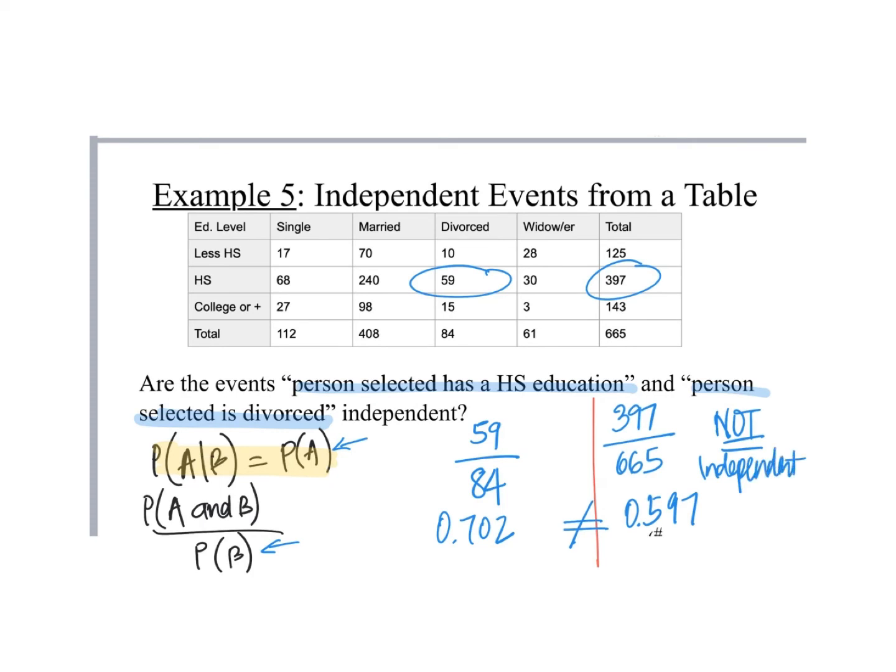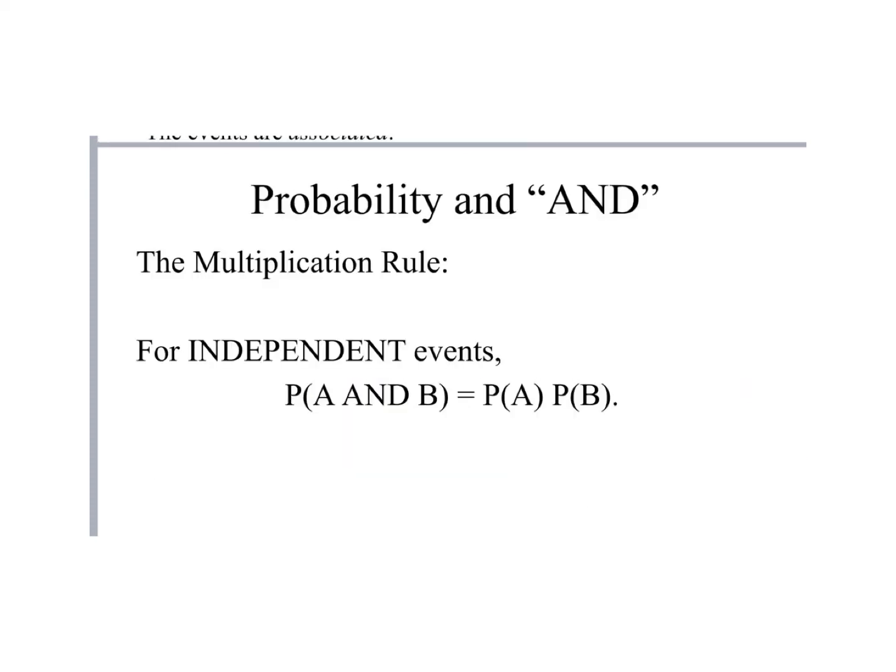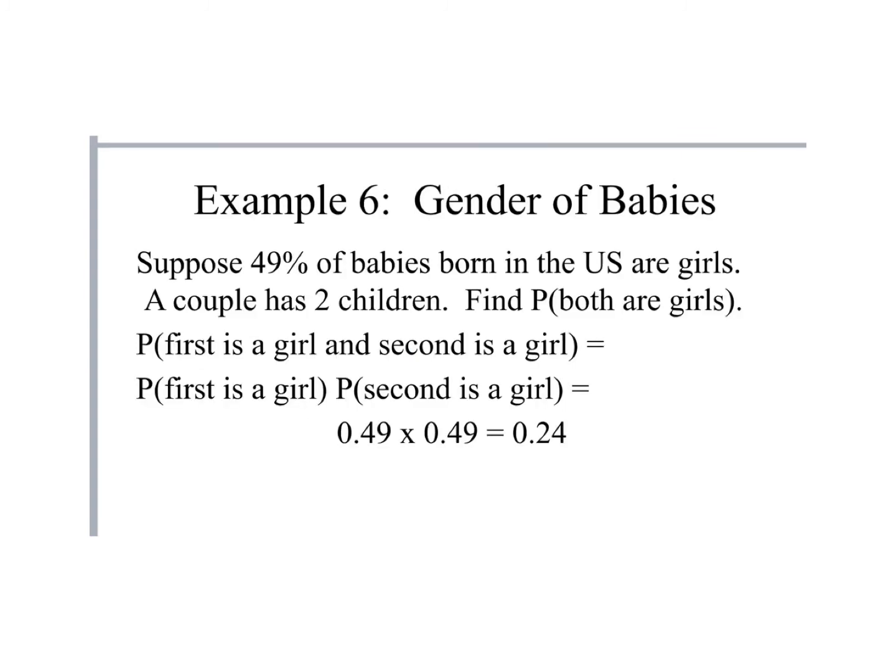It has an effect. Okay, so in an "and" problem, if you know that your events are independent, if you can see that, then you can go ahead and use this multiplication rule. It's basically just multiplying the two probabilities together. So here's an example. We're talking about gender of babies. Suppose 49% of babies born in the US are girls. This is what we know. A couple has 2 children. Find the probability that both are girls.